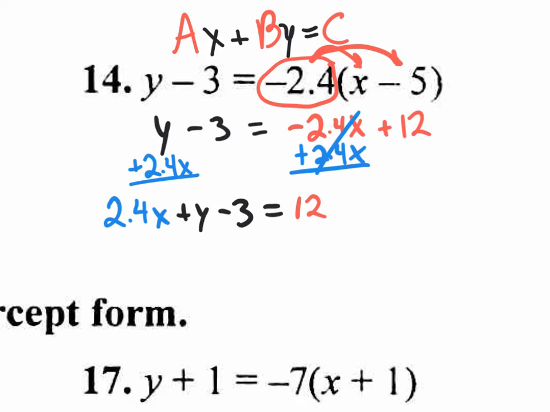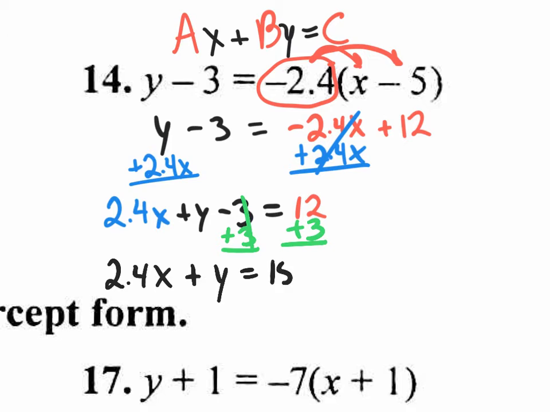Now some of us already see that we have a decimal and we want to get rid of that. So if you want to get rid of the decimal now, we could, but it's probably easier to get rid of this minus 3 first. Let's get rid of that minus 3 by adding 3. Adding 3. So let me rewrite my whole new equation so far. That's going to be a 2.4x plus y equals 12 plus 3 is 15.